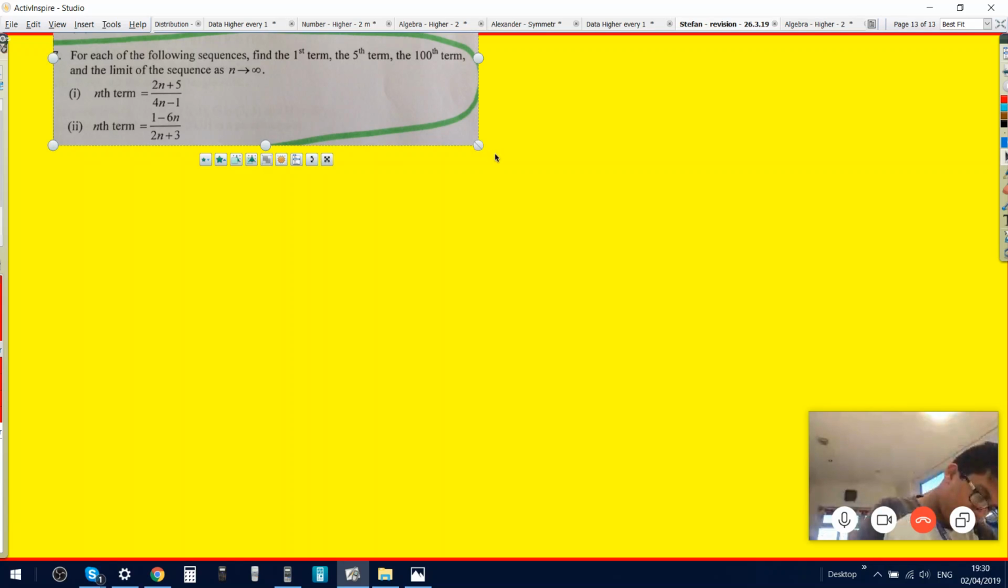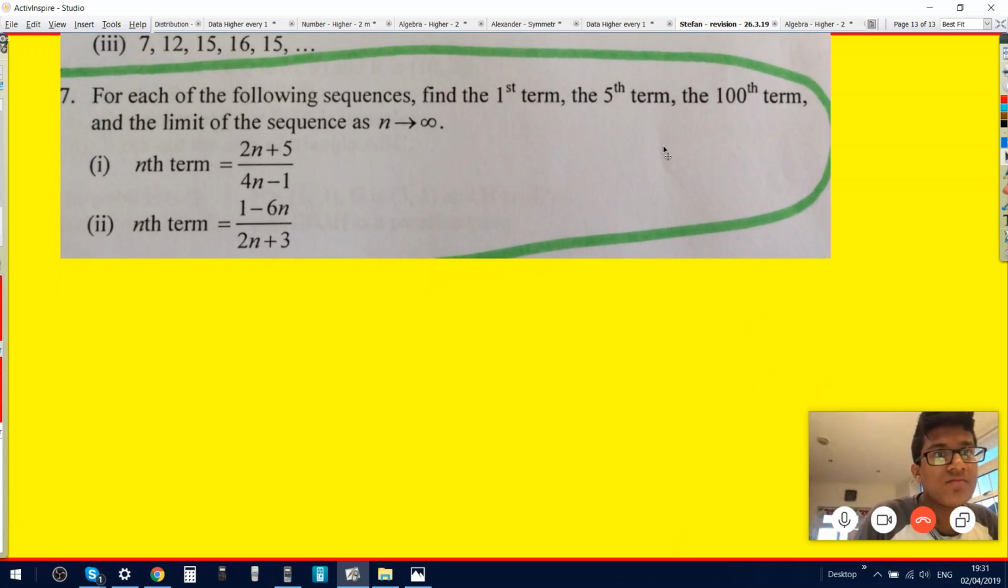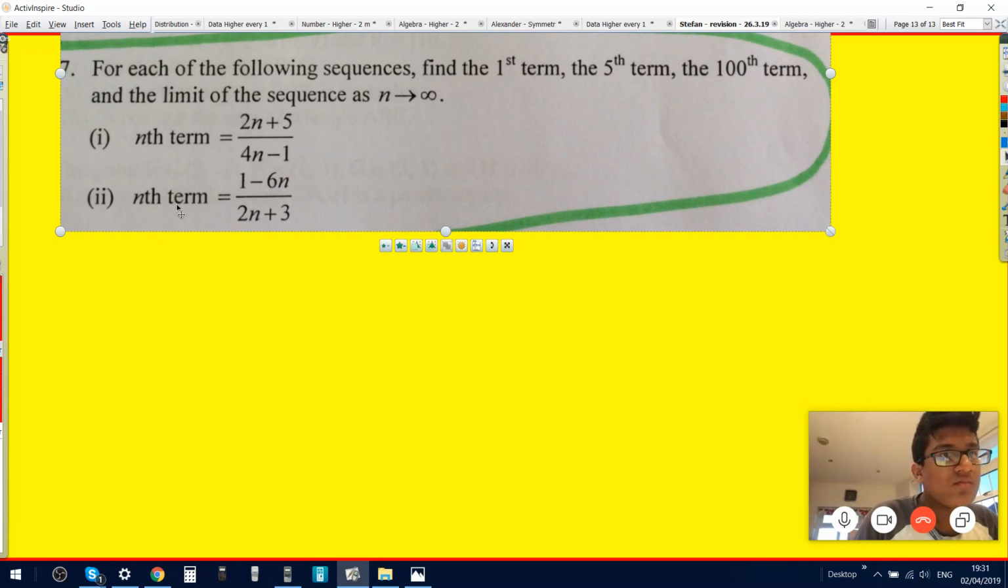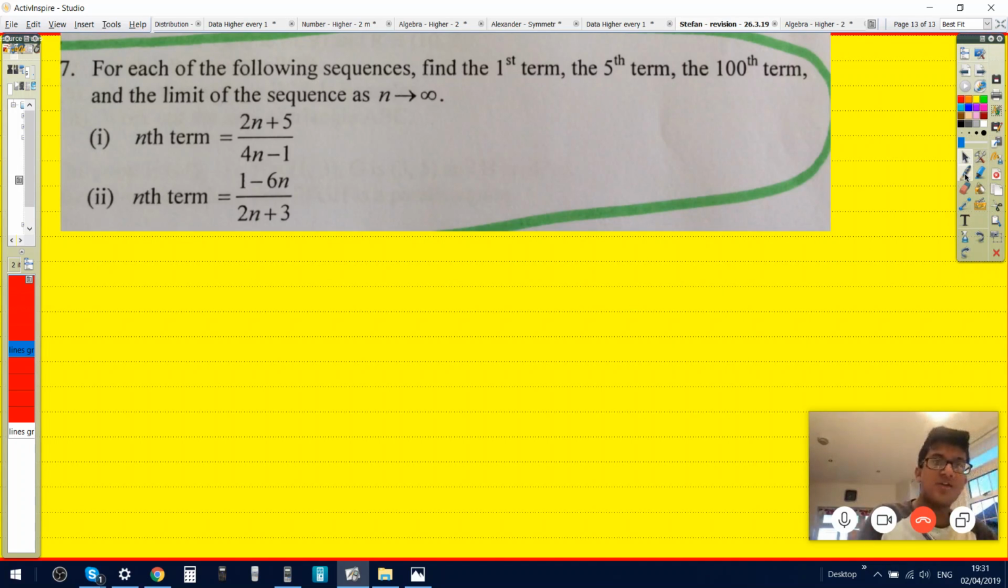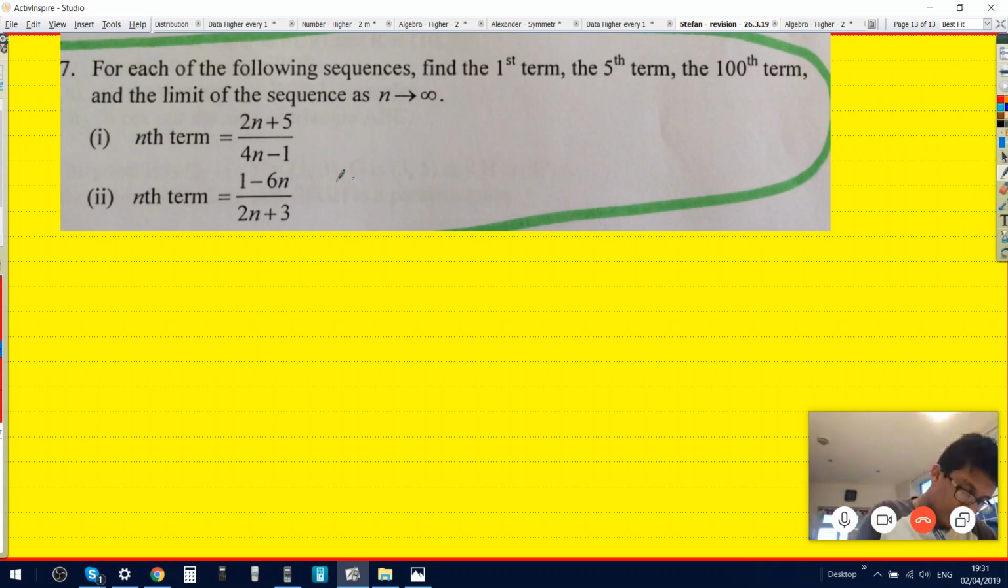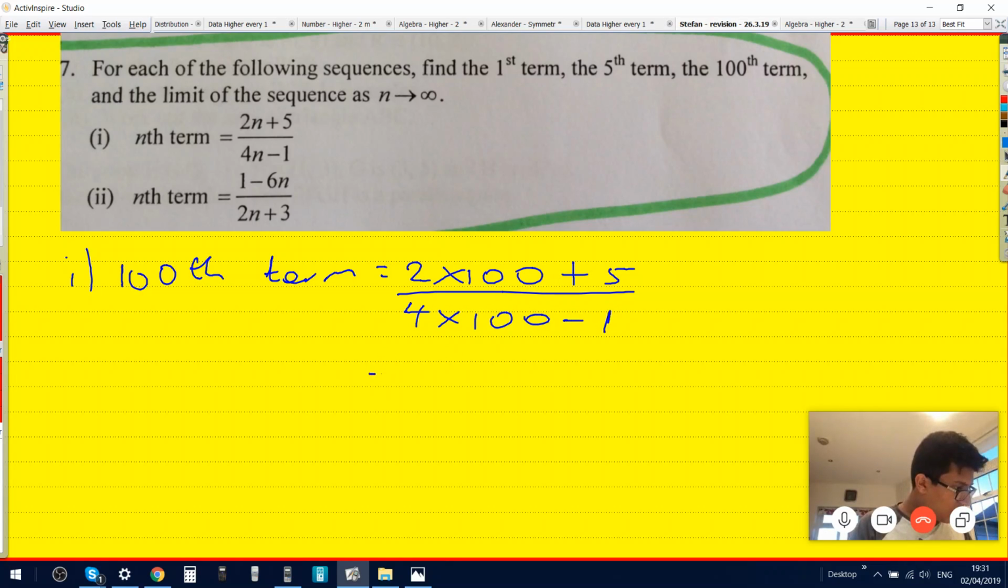Okay, how would you find the 100th term? Okay, so 7 part 1. You just substitute 100 into the place of n. So 2 times 100 plus 5 divided by 4 times 100 minus 1. 205 divided by 399.